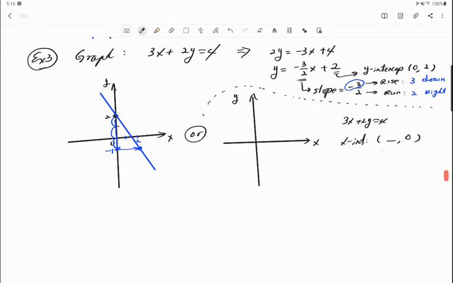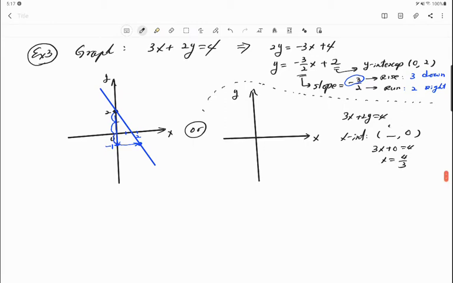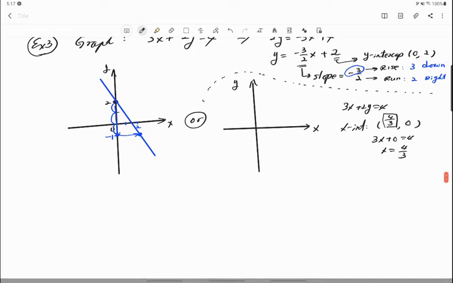So y equals 0, so that is 3x plus 0 equals 4. So x equals what? 4 over 3, right? So when y equals 0, x is 4 over 3. So this is 1, this is 2. So 4/3 is maybe somewhere around here. And then let's find the y-intercept.